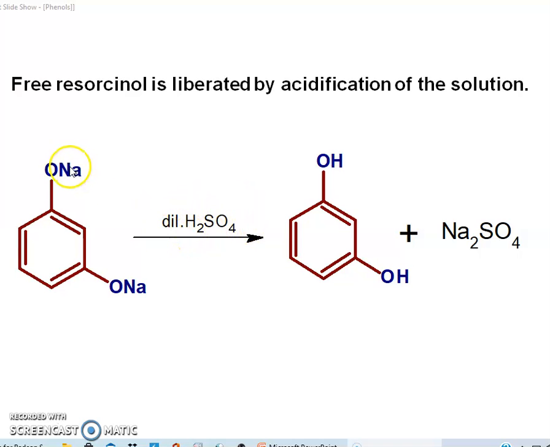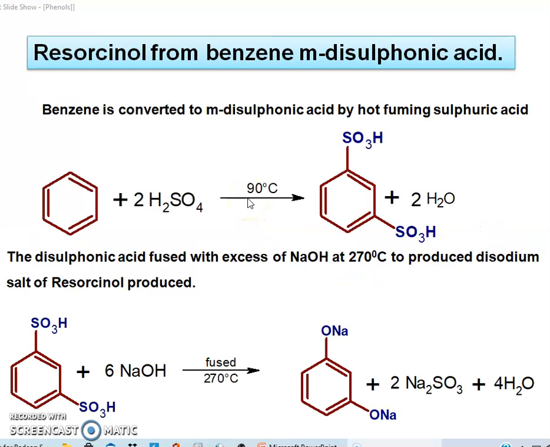Then what happens? This O minus picks up a proton here. Also this O minus picks up a proton here, and O minus is converted to OH here. Also OH is here, and the product name is resorcinol, and the byproduct is sodium sulfate. So by using this method, we prepared resorcinol from benzene using these three steps.